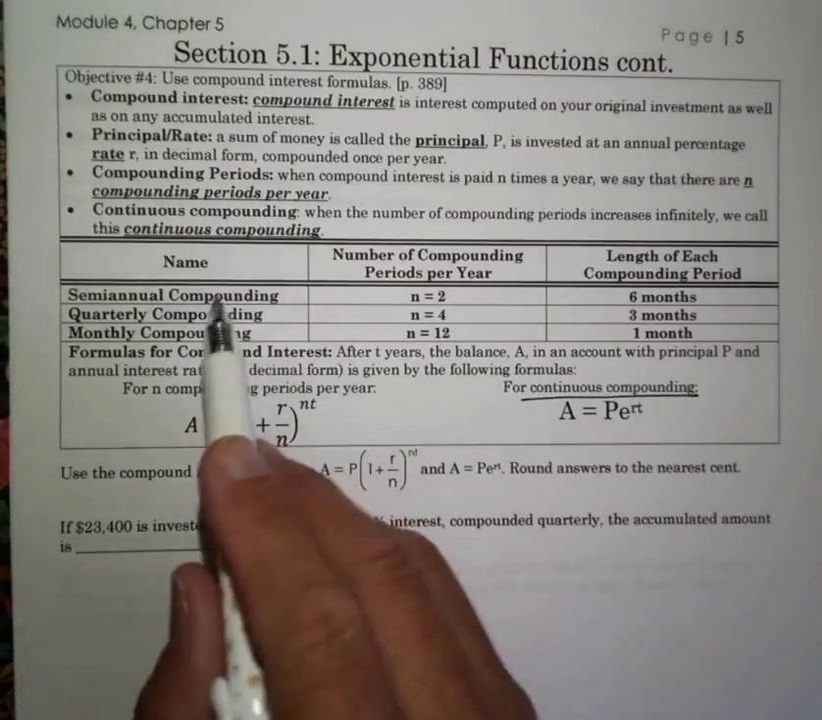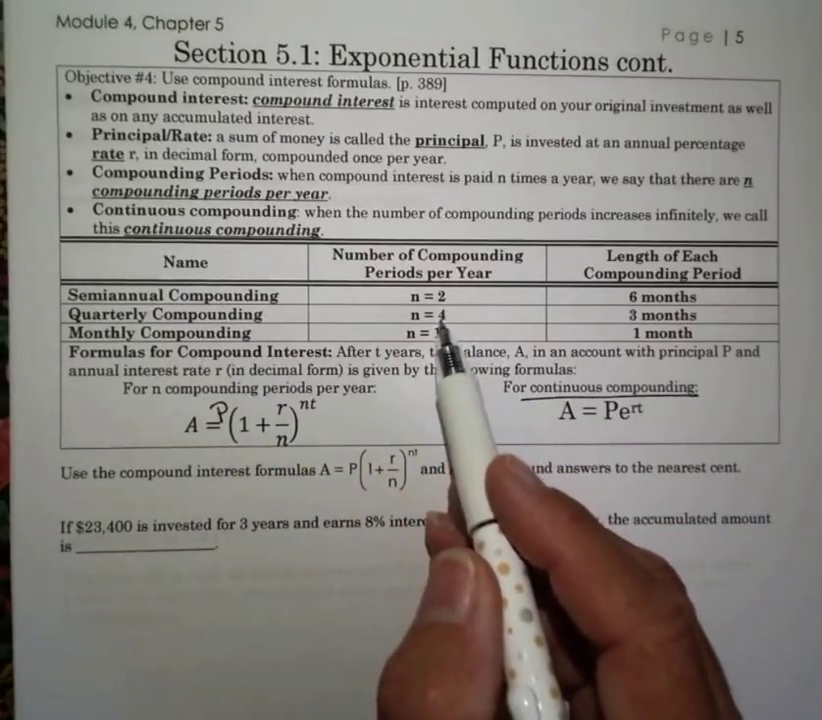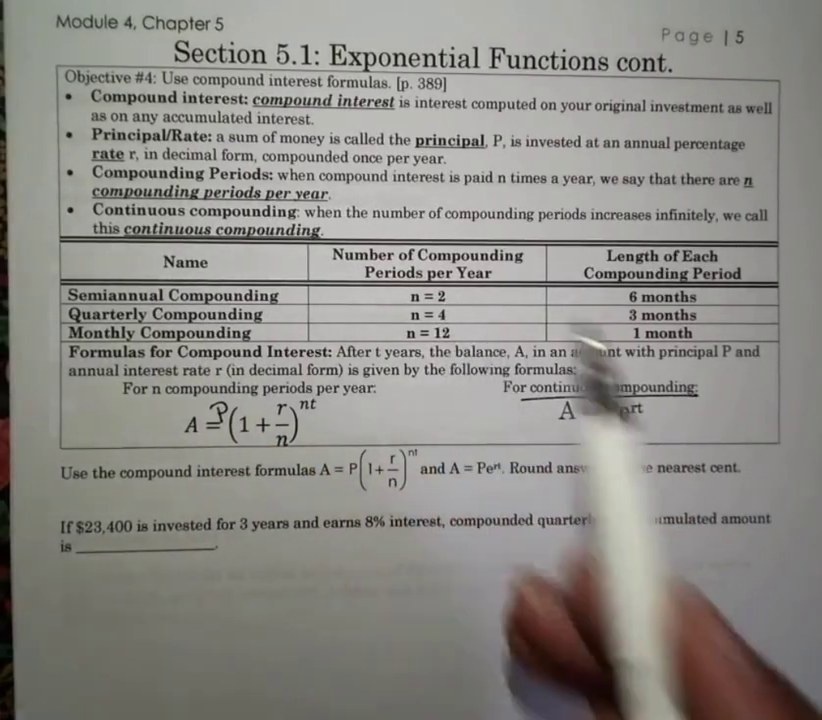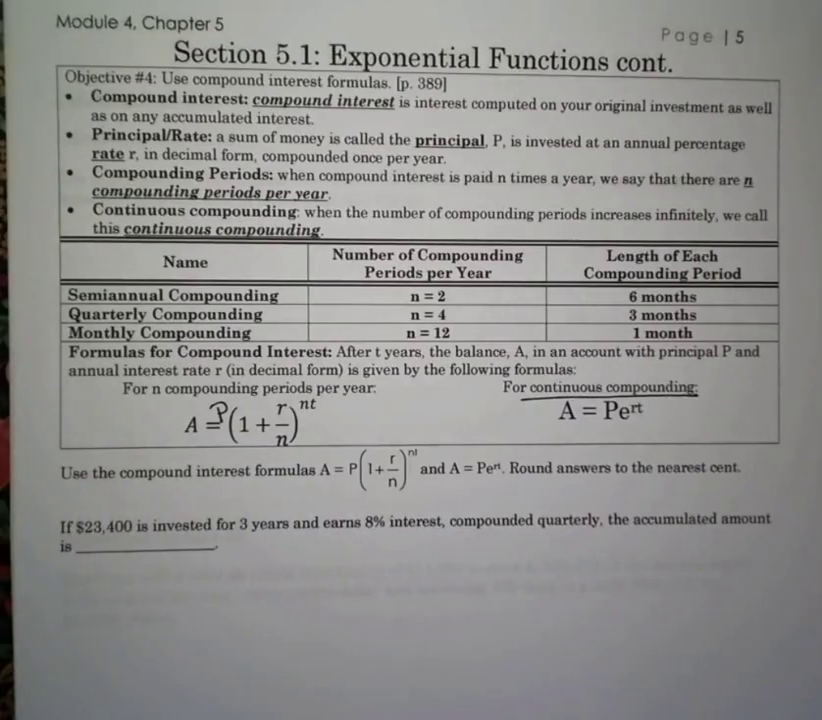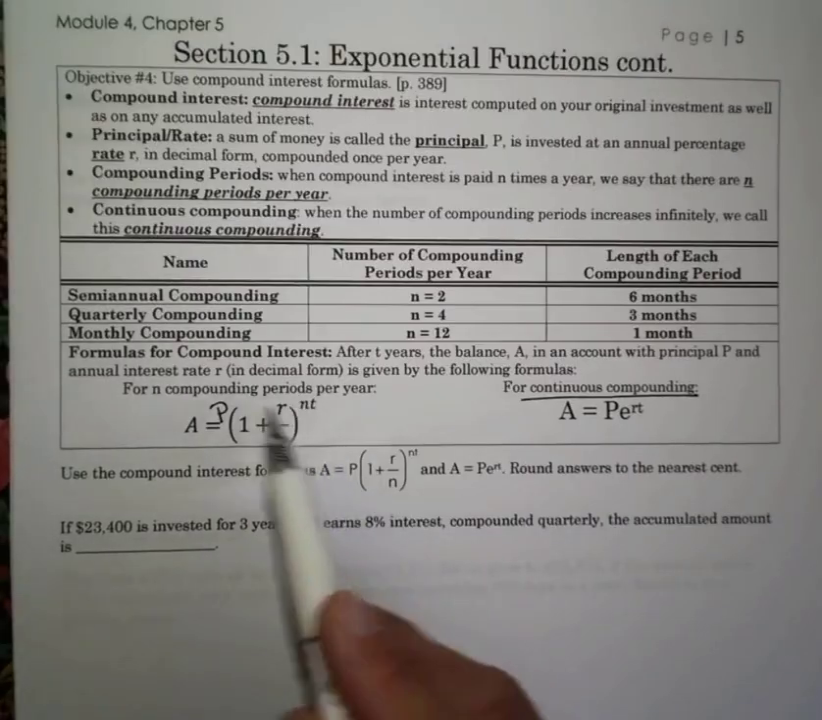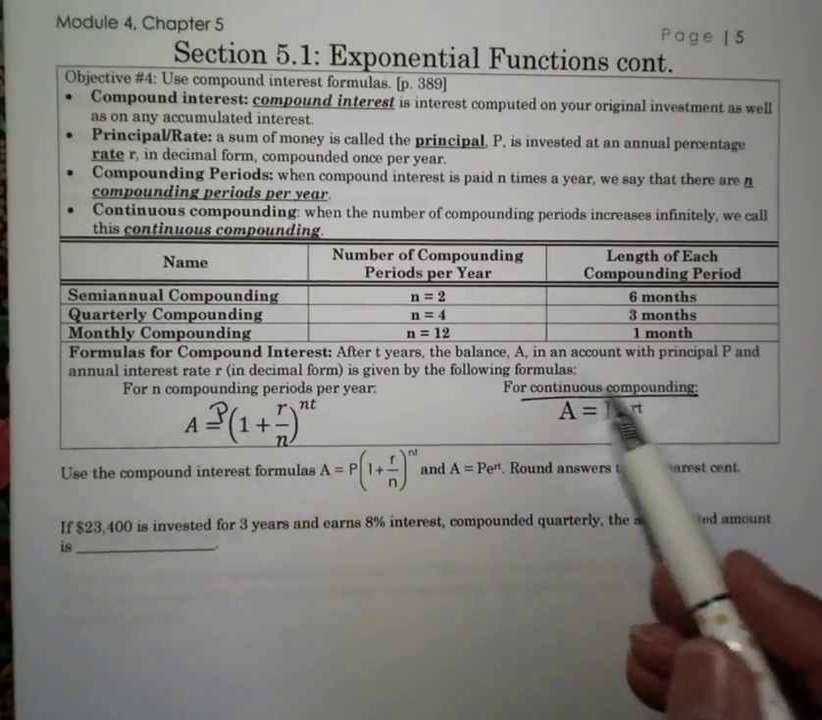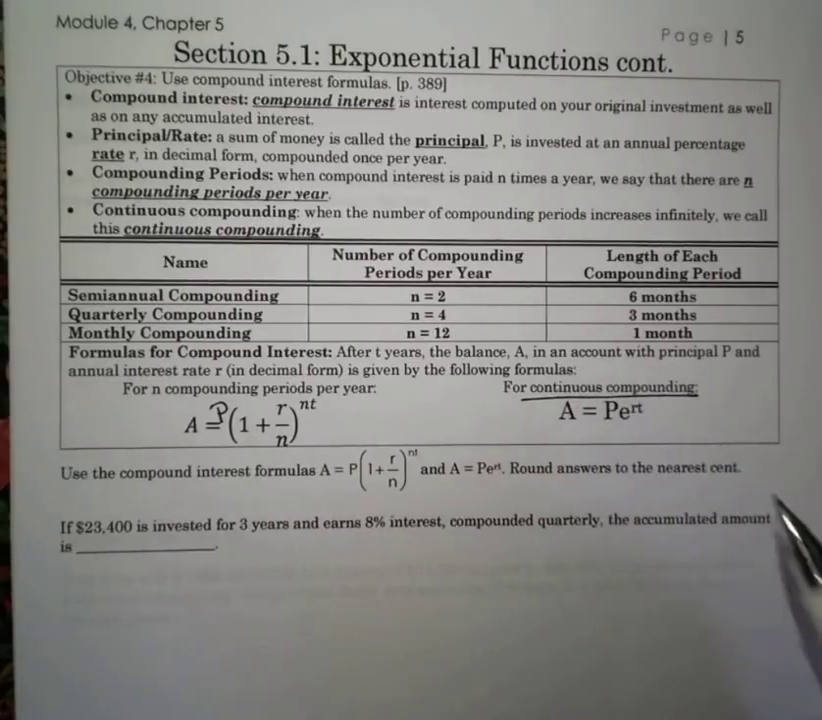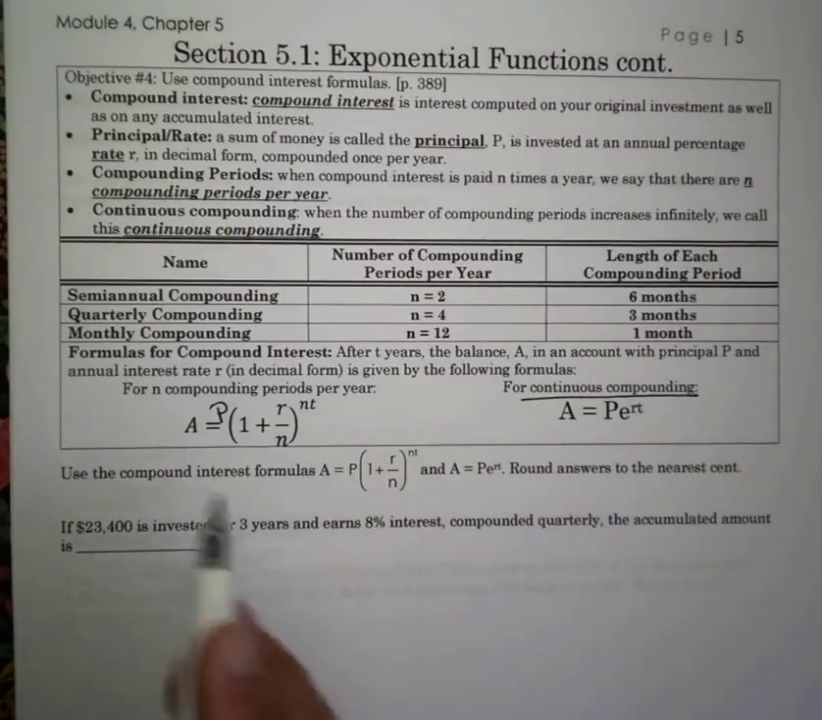Just keep in mind, if they say semi-annually, it's got 2 a year. Quarterly is 4, monthly is 12. And think about if they said it was daily, it'd be 365. Now that's just so that we can figure out what n is in our compounding periods per year. If it's continuously compounding, we don't need the periods per year, okay? It's just happening continuously. So let's look at these and see if we can identify these parts.